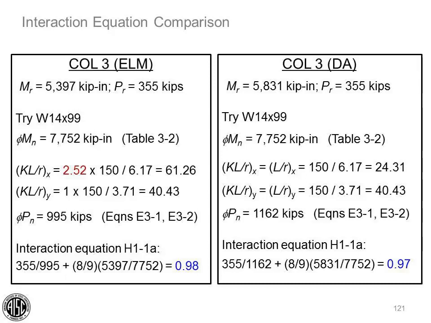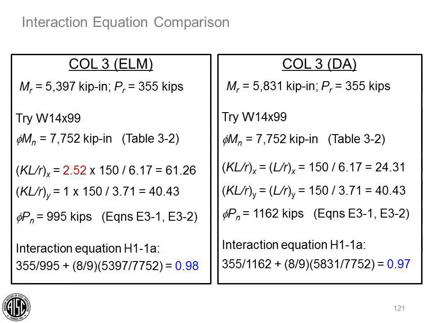Now we plug into the interaction equation H1-1a again, but now the components of the interaction equation are different. The axial portion of the interaction equation has a lower DCR ratio than the effective length method, while the moment portion of the equation has a higher DCR ratio than the effective length method. The net result here in the end is almost the same, however, with a total DCR of 0.97 versus the effective length method of 0.98. So we arrived at the solution in very different ways, but in the end we have the same design.